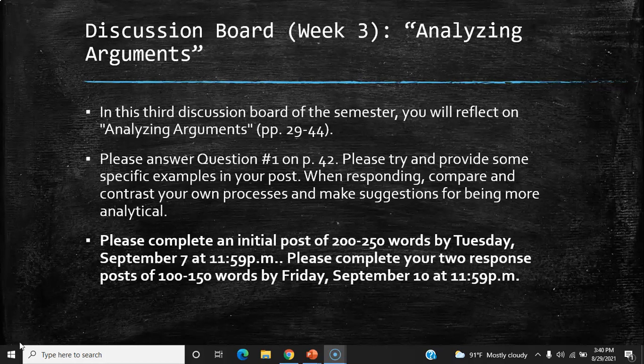Your initial post of 200 to 250 words is due by Tuesday, September the 7th at 11:59 p.m. And then your 2 response posts of 100 to 150 words will be due by Friday, September the 10th at 11:59 p.m. So that is the discussion board for this week.